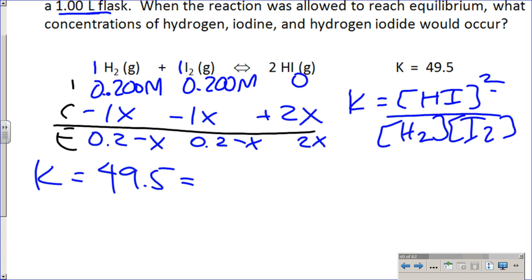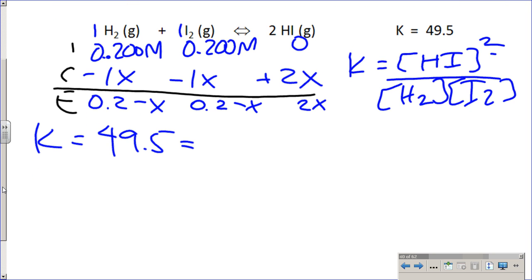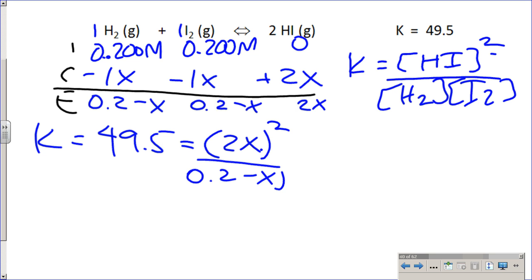What am I plugging in? 2x. So 2x what? Squared on top. And? Why are you squaring it? There happens to be 2 of the exact same things, right? So H2 and I2 are both 0.2 minus x, and so we're just going to square that.